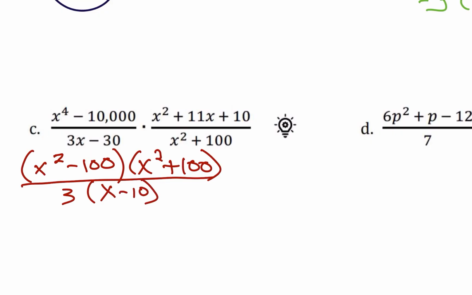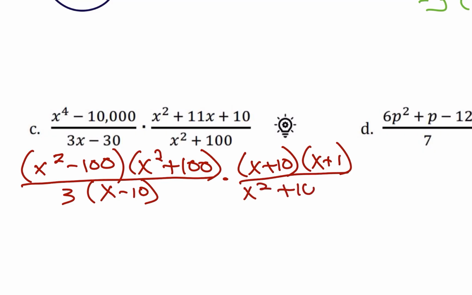In the denominator, we have a GCF, so I'm going to write 3 times the quantity x minus 10. All right, then we have times a trinomial with a leading coefficient of 1, it's simply an AM. So it's going to be x plus 10 and x plus 1, the two numbers that add to 11 and multiply to 10, and x squared plus 100. A little tricky, but it doesn't factor because it's not the difference of two perfect squares.